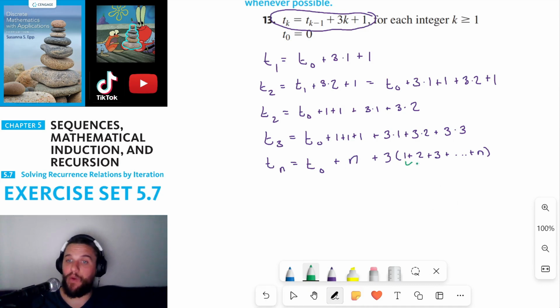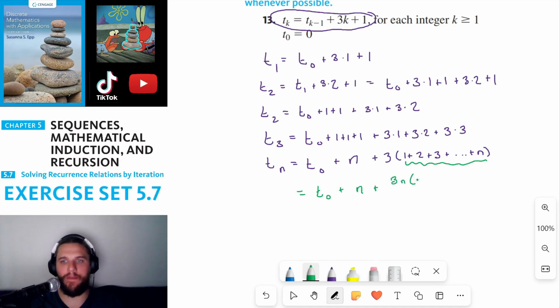Now, in a previous video, we actually learned what this sum is. This is just n times n plus 1 over 2. So we can simplify this even further to t sub 0 plus n plus 3n times n plus 1 over 2. And t sub 0 is 0. So now that we've generalized the formula, we can plug in t sub 0 equals 0 to get t sub n equals n plus 3n times n plus 1 all over 2.